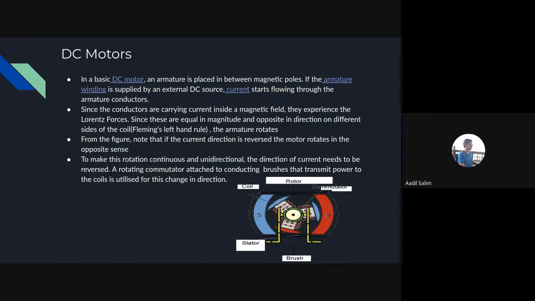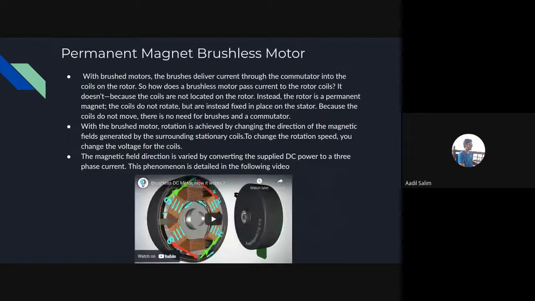continuous rotation. And it goes without saying, if you reverse the current direction, the motor will be rotating in the opposite direction. If we want to increase the speed of the motor, we have to vary the voltage that's applied to it. We'll now move to brushless motors.